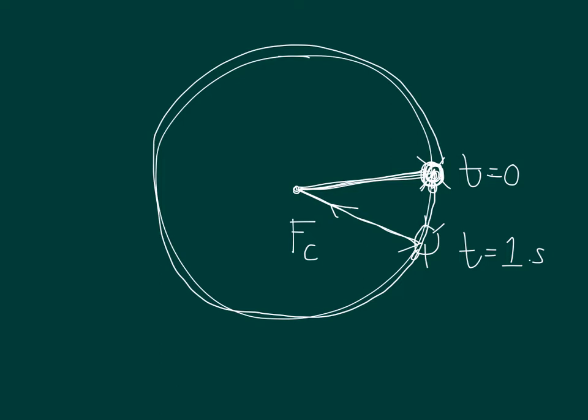But where would Freddy go if the string were to break? If the string were to break at this instant of time of 1 second, Freddy would fly in a straight line path from that point forward. Freddy's velocity is tangent to the curve of the path. We also call this tangential velocity. Again, something we'll talk about more later in the lesson.